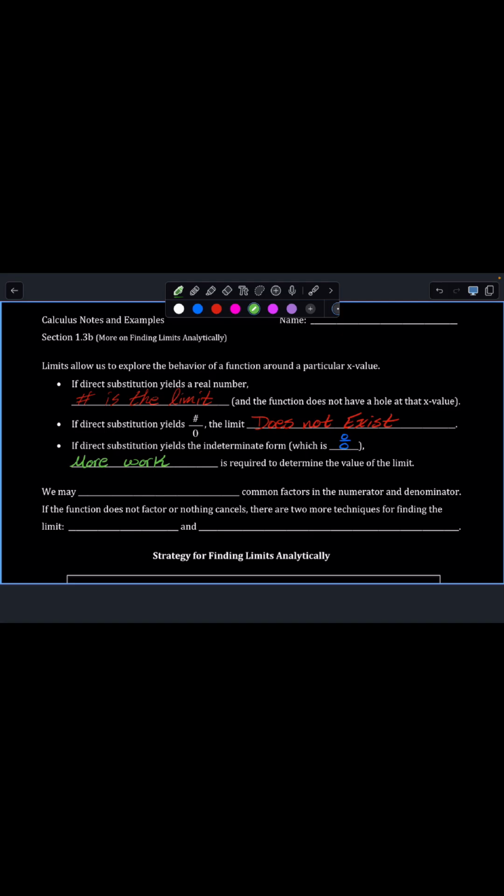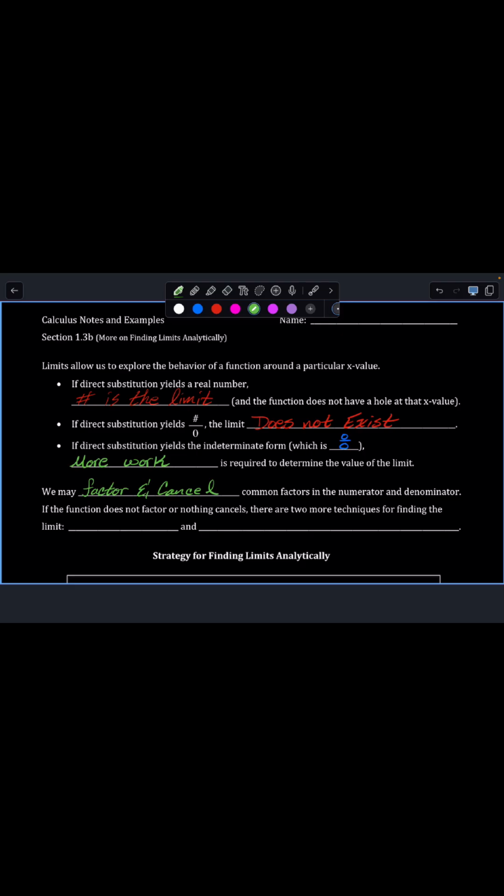The best ideal limit is direct substitution. We get a value, we're done, save the day, right? But then there's times where we get that 0 divided by 0. So then there's 3 different options that we may fall into. One of them is that maybe we factor and cancel the common factors. Remember, we did that on Monday.